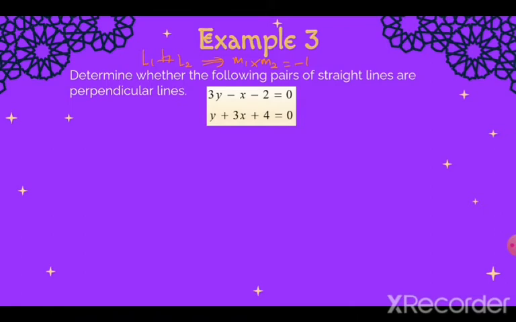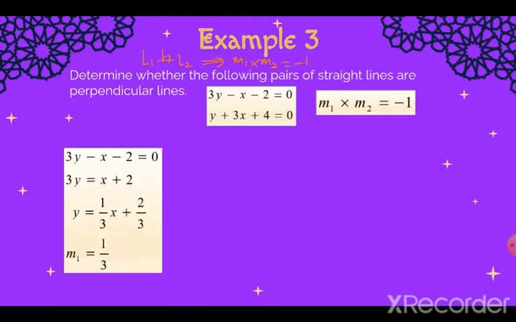Of course again we need to have the gradient for each line, so we need to form it in the gradient form. Next what will we do? Again, it deals with M1 times M2 equals -1. So for the first equation, 3y minus x minus 2 equals 0. As we can see, the coefficient of y is 3. When we talk about gradient form, the coefficient must be equal to 1. So we need to divide both sides by 3. So we will have y equals 1/3 x plus 2/3.